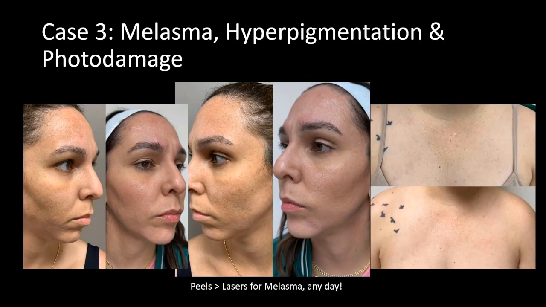All right, so case 3 is melasma, hyperpigmentation, or photo damage. Particularly with melasma, I tend to favor peels more than lasers, because we also know that melasma can get aggravated from heat. So I tend to favor peels in these conditions, and you can still get great results by using either a medium depth peel or many subsequent superficial peels such as sal acid, glycolic acid, or Jessner's to get results like this.